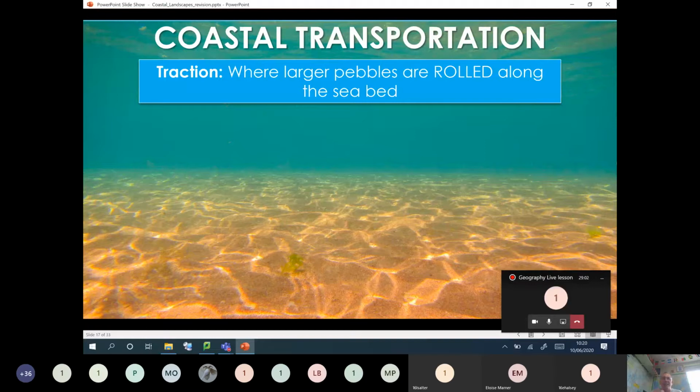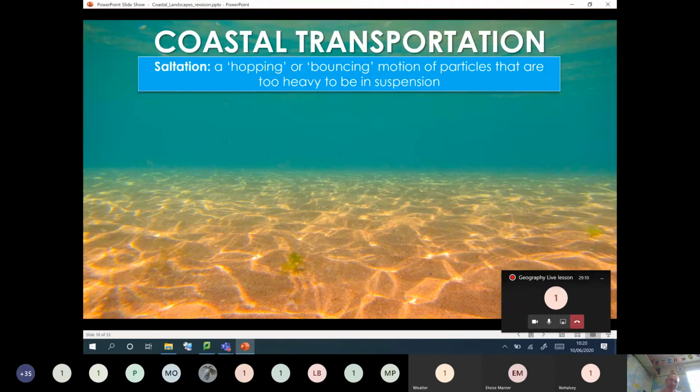Like that one. So large rocks are rolled along the seabed. This requires the most amount of energy to take place. Flotation, hopping, skipping, bouncing rocks. They're too heavy to be carried by the water, but they're light enough to be picked up by the water. So we get rocks bouncing and skipping along the coastal river seabed.